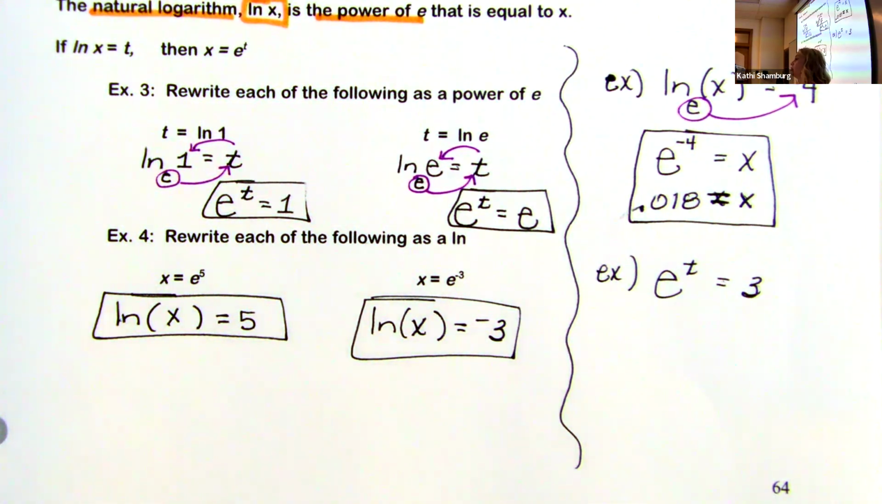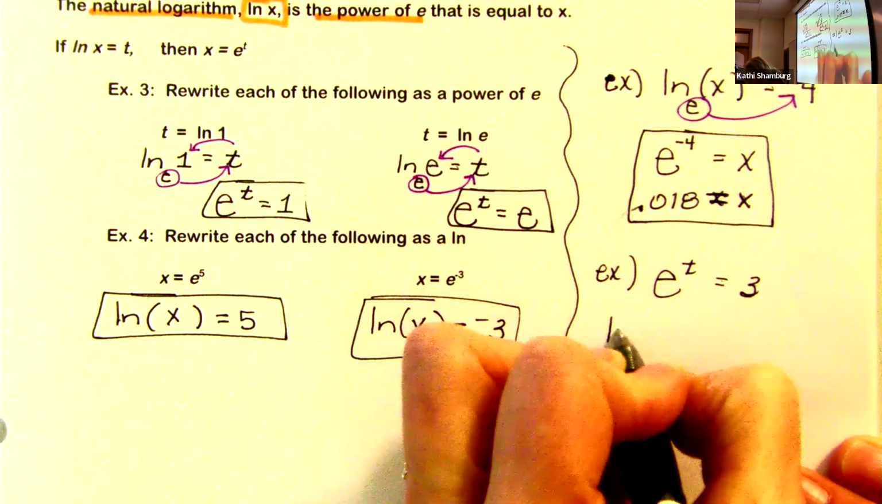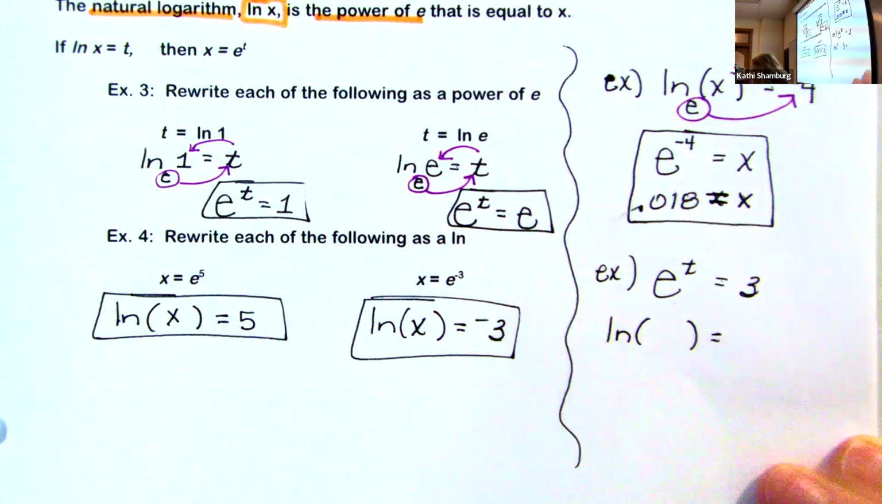It's right now an exponential equation. We can convert it to what type of an equation? What is that called when it involves the E? Natural log. So we're going to convert it to a natural log.